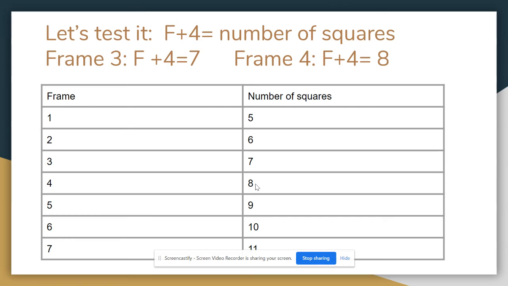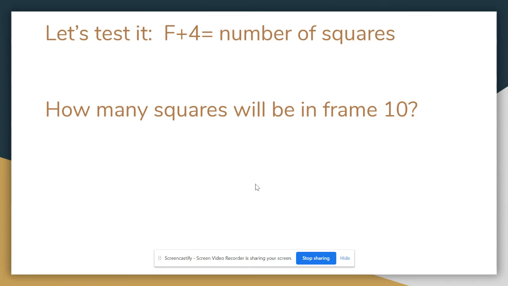Here's 8. Now we're going to do a prediction. We know F, which is the frame number, plus 4 is going to give you the number of squares. So what would happen for frame 10? Because that wasn't on our chart. So in case you don't remember, frame 10. Okay, so the F becomes a 10 this time. So you're making a prediction of what would be on frame 10.